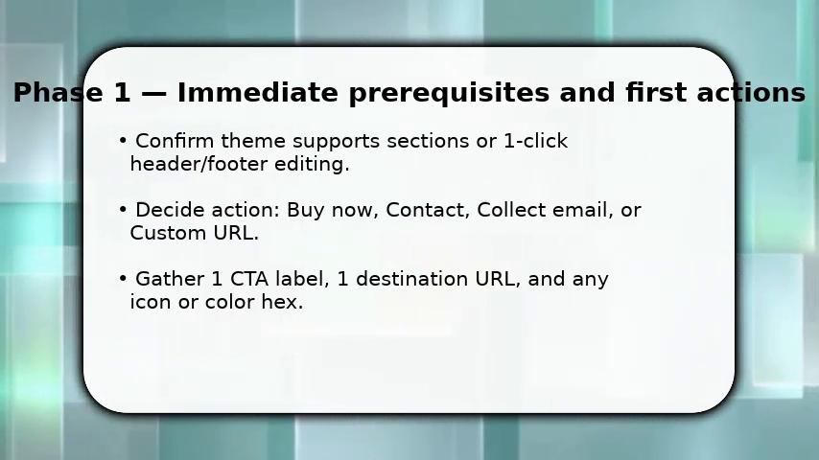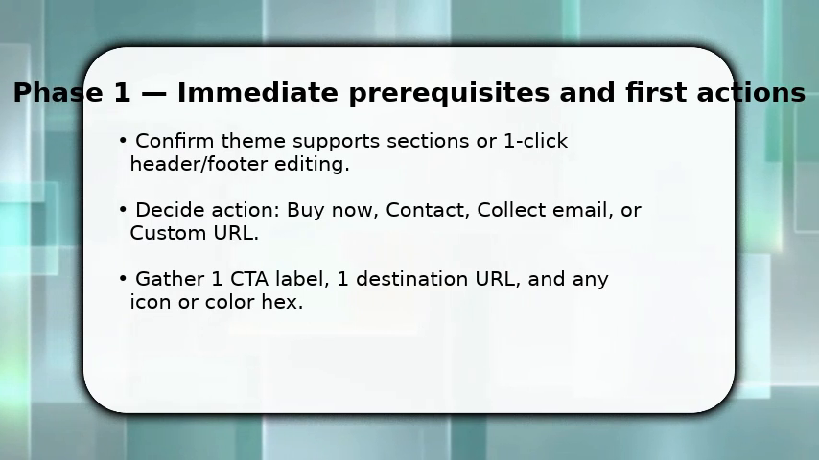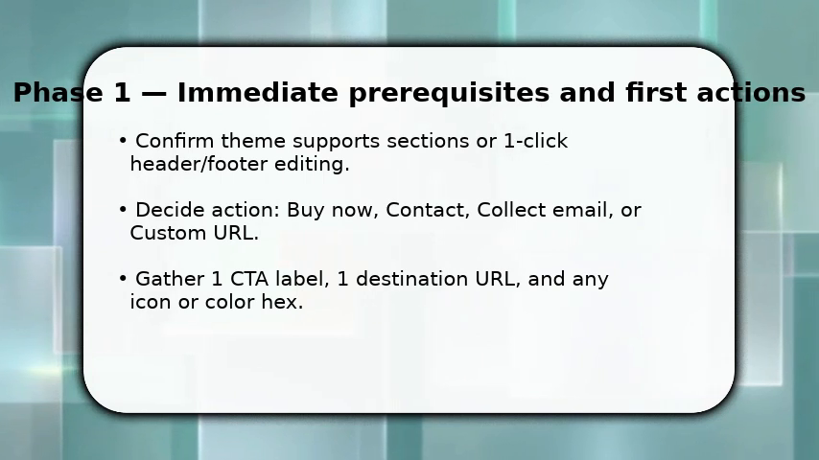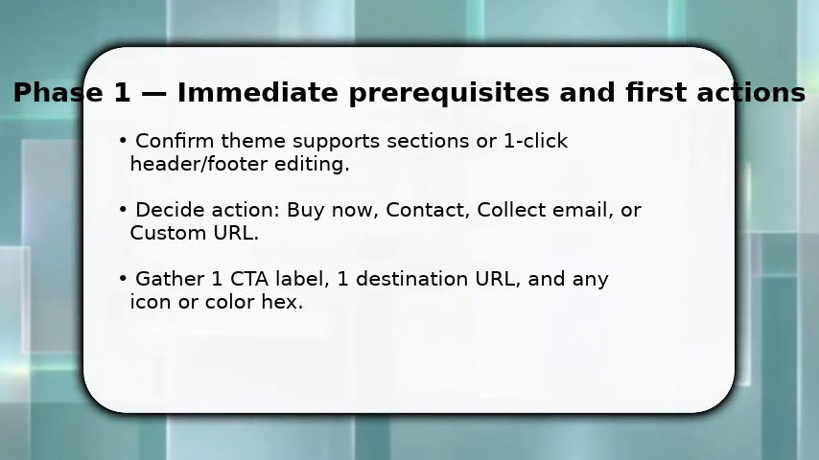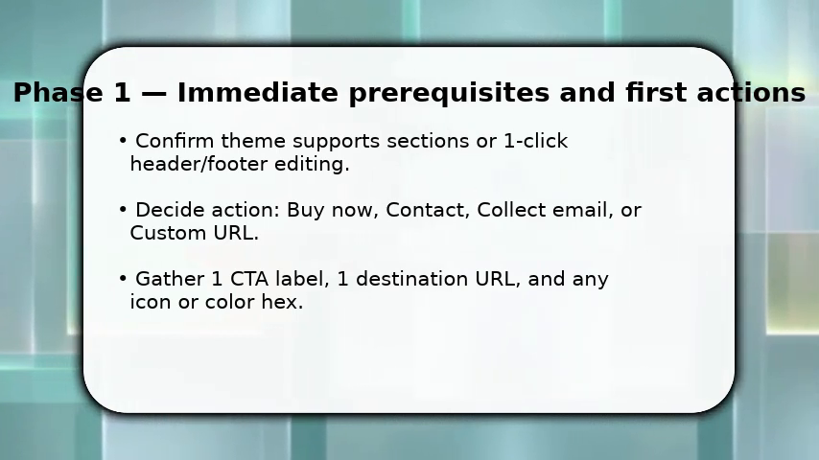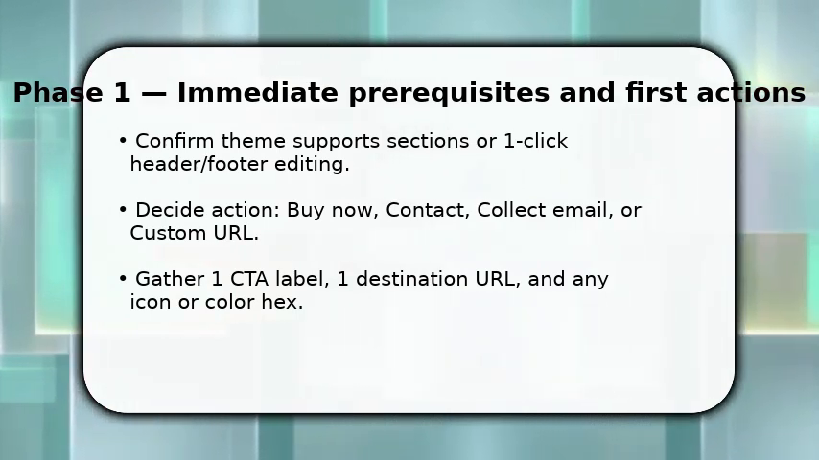You will need the exact label and destination URL ready, plus a color hex if you want a brand match. This speeds editing and avoids back and forth. Now proceed to the theme editor so you can add the button element directly into the layout. You now edit the specific template.